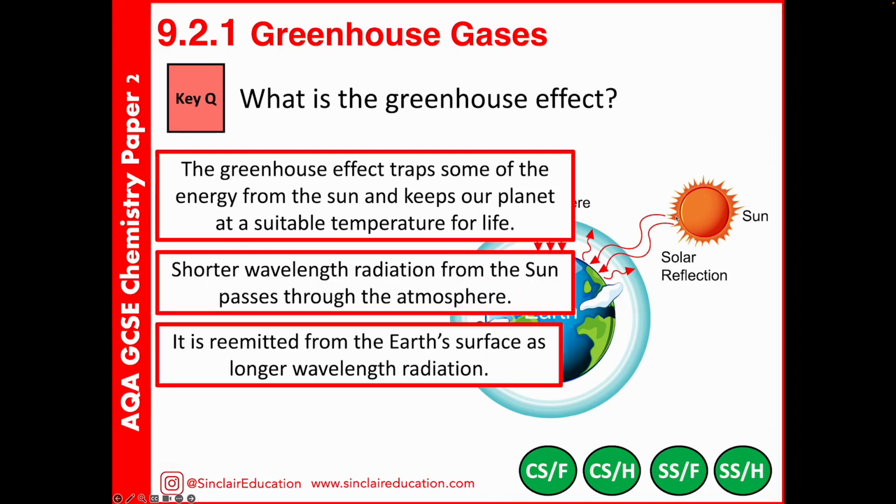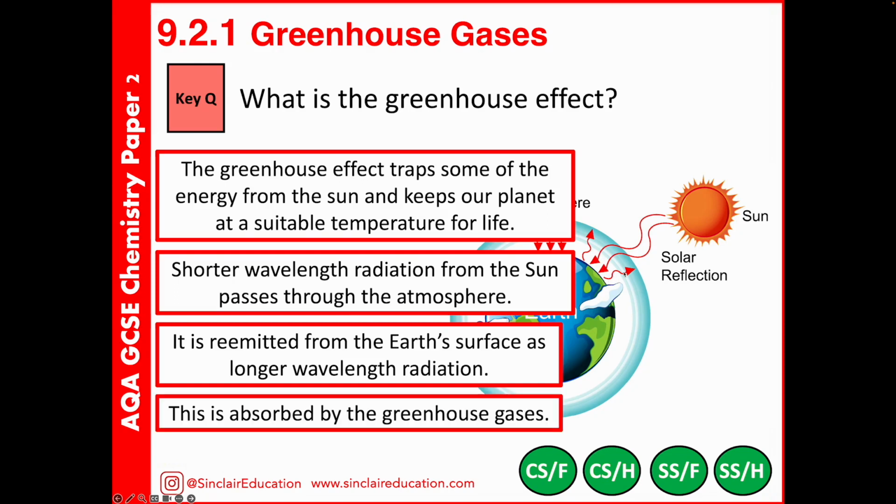So the shorter wavelengths from the sun pass through the atmosphere and are absorbed into the Earth. These are re-emitted as longer infrared radiation. And this is what gets absorbed by the greenhouse gases. And they actually redirect it back to the Earth's surface, keeping us warmer.